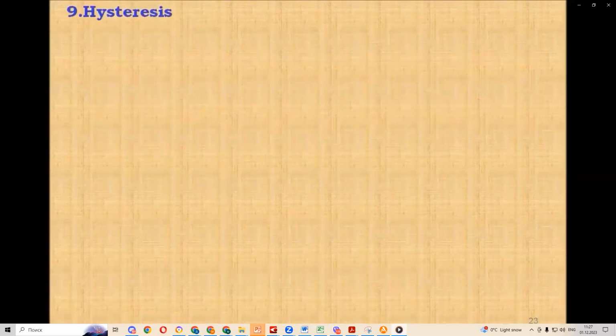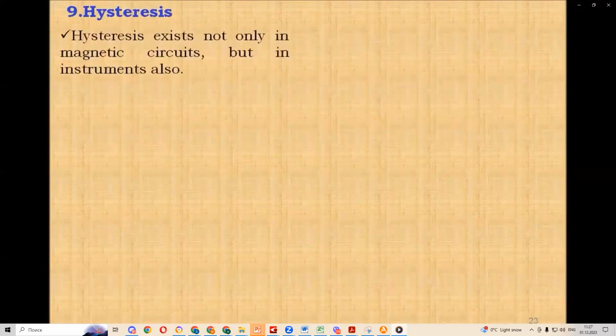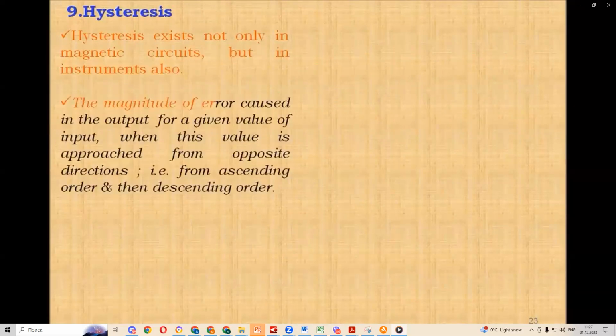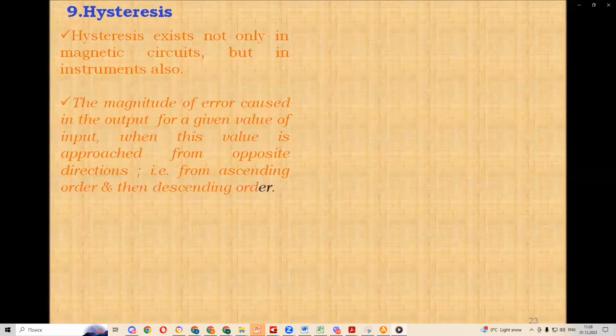Ninth characteristic is hysteresis. Hysteresis exists not only in magnetic circuits, but in instruments also. Hysteresis is defined as the magnitude of error caused in the output for a given value of input, when this value is approached from opposite directions, that is, from ascending order and then descending order.